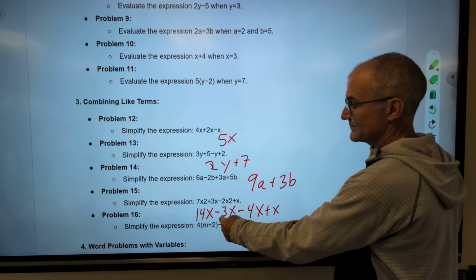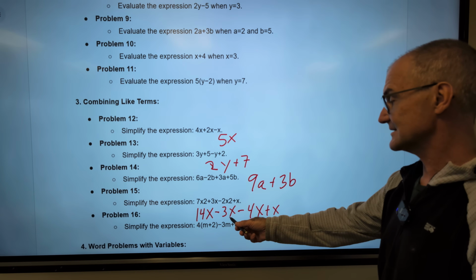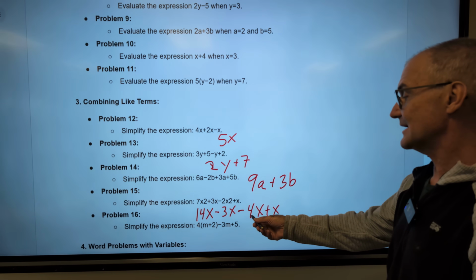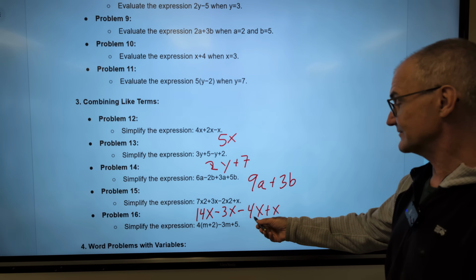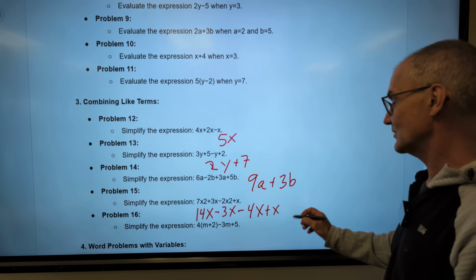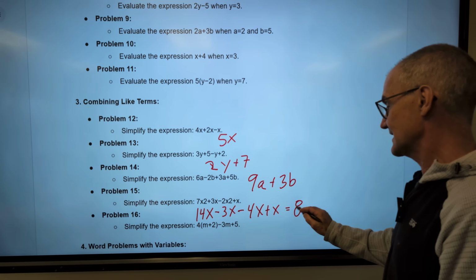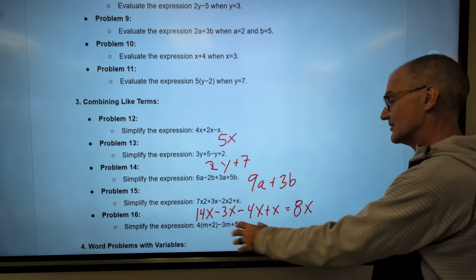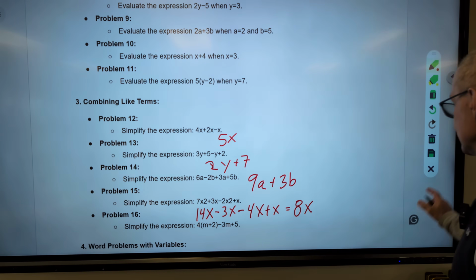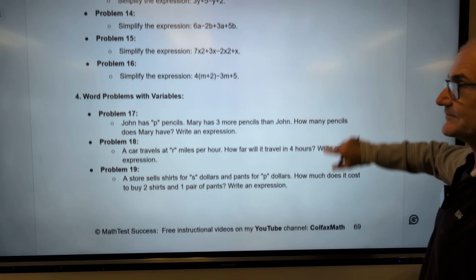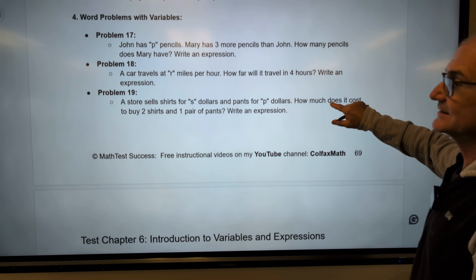I have 14x minus 3x, 11x. 11x minus 4x is 7x. 7x plus 1x is 8x. How many x's do I have? All combined, it works out to be 8 x's. Let's keep moving along here.